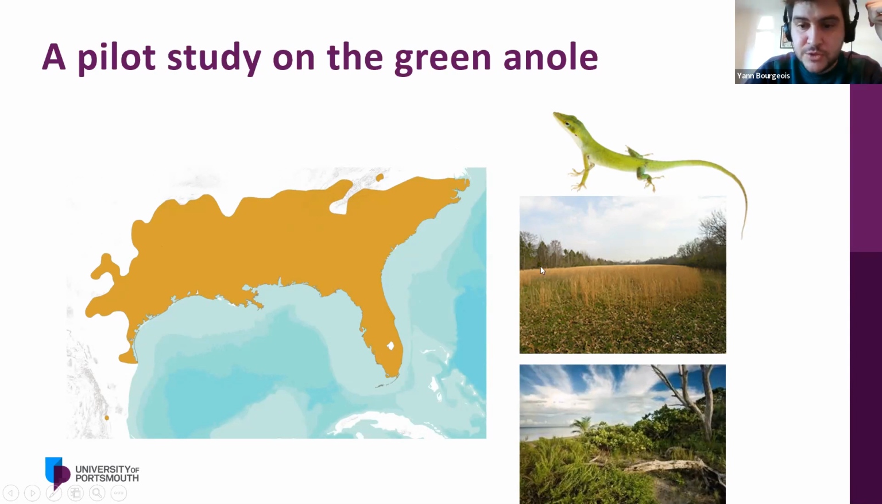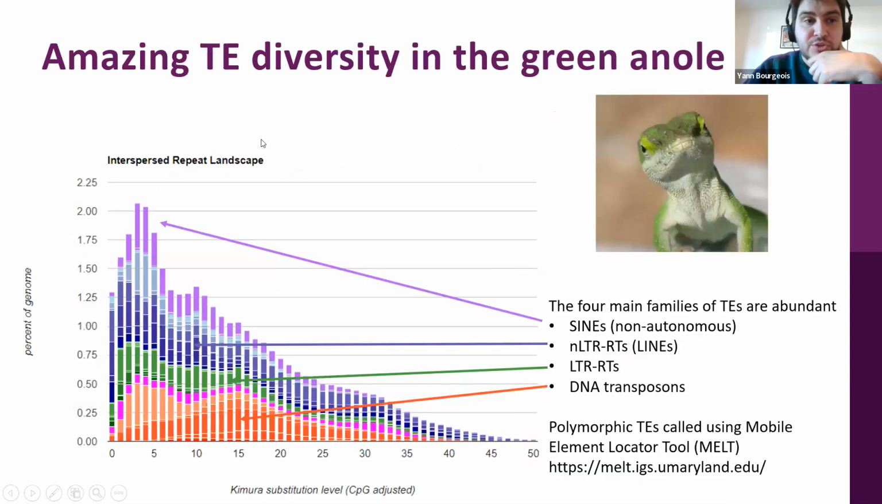Midwest. What's interesting with the green anole is that it displays a really high diversity of transposable elements. You can see here this graphic that shows you in different colors the relative abundance of different families in the reference genome. And you see that the 4 main families of Ts are found there. So you find the SINEs, you find also the LINEs or non-long terminal repeats retrotransposons, also long terminal repeats retrotransposons, or DNA transposons.